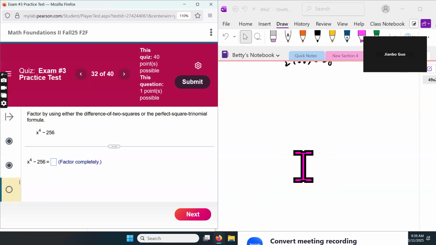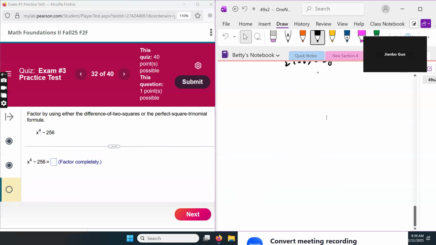32, factor by using difference of two squares formula, because the polynomial that is given is a binomial. It has to be a difference of two squares. So this one, we're going to have to use the formula twice because we have x to the fourth minus 256.